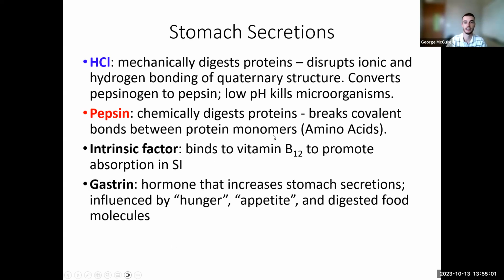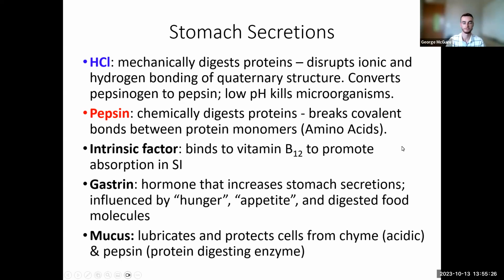And then gastrin, which is a hormone that is going to, again, be part of that positive feedback loop. So food gets to the stomach and stretches, and that causes the release of gastrin. Gastrin ends up binding with other stomach cells, causing them to release more hydrochloric acid, pepsinogen, and intrinsic factor. That gastrin can also communicate with our brains to let us know that we're hungry. And then obviously there's the mucus there to just protect ourselves.